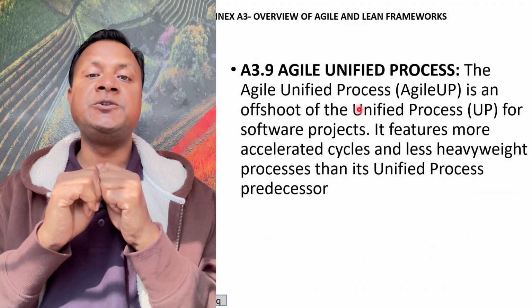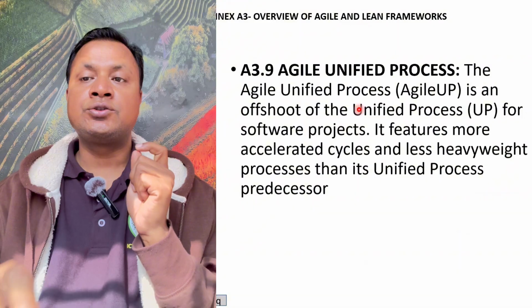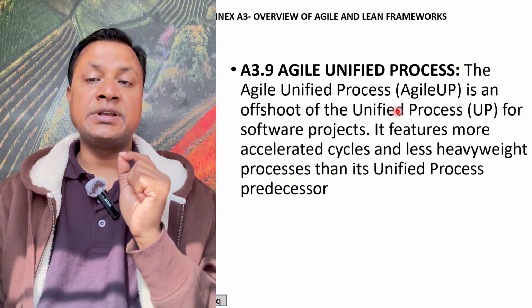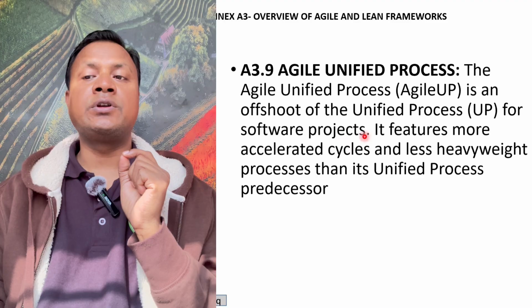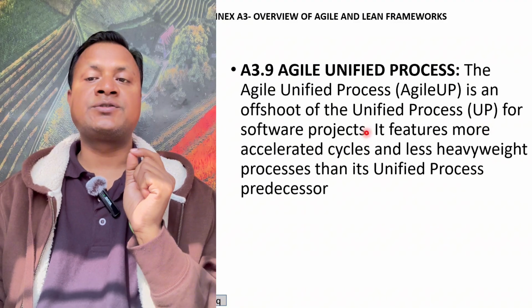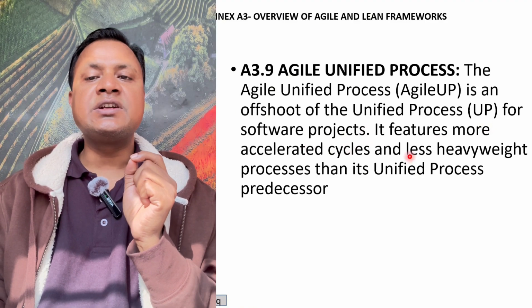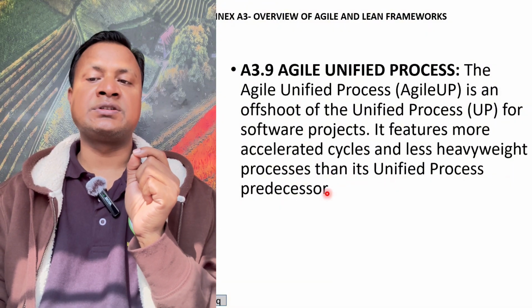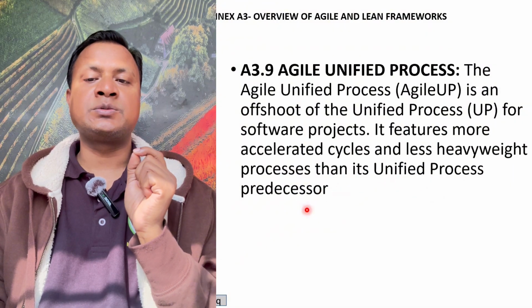Now the Agile Unified Process. So the Agile Unified Process is an offshoot of the Unified Process for software projects. It features more accelerated cycles and a less heavyweight process than its Unified Process predecessor.